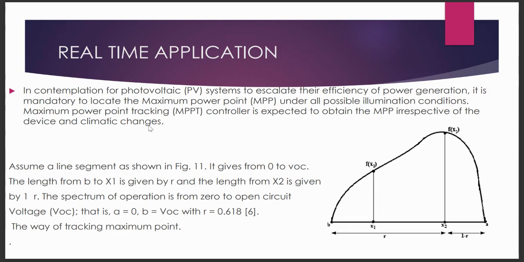Assume a line segment as shown in figure 11.1. It goes from 0 to V0C. Length from B to X1 is given by R. Length of X2 is given by 1. The operation from 0 to open circuit voltage is given in the graph.